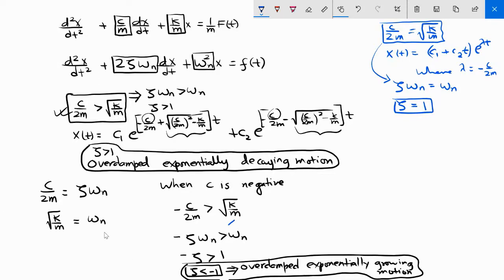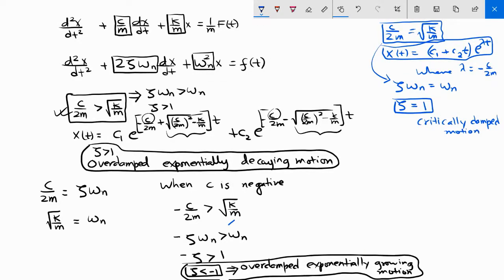So when damping ratio equals to 1, what was the physical interpretation based on this equation? So obviously lambda is now negative, so we should expect an exponentially decaying motion, and we call this a critically damped motion. Now this is assuming that c is positive.